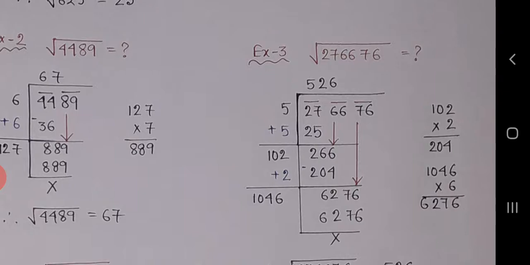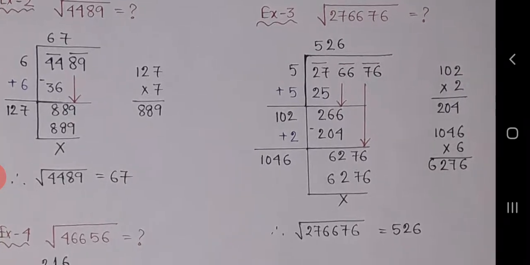and multiplying 102 into 2 we get 204, and again we add 2 with 102 and get 104. Next we have to subtract 204 from 266, we get 62. Our next step is to bring the third pair down and find again the magical number. Here the magical number in the box is 6 and we get the result 526.